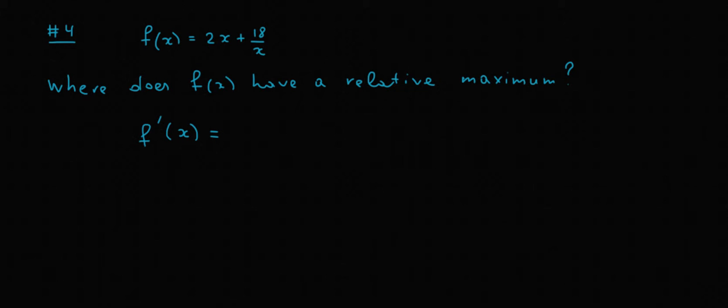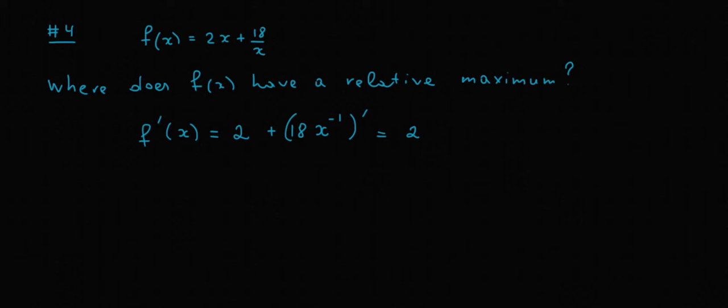The first term 2x presents no difficulties. The derivative of 2x is 2. It's the slope of the line y equals 2x, or the rate of change of 2x. You may have a little bit more difficulty differentiating the second term. You could use the quotient rule, but it is actually easier to calculate the derivative if you rewrite 18 over x as 18 times x to the negative first power. Then you can find the derivative using the power rule.